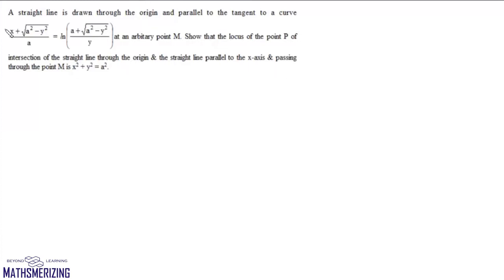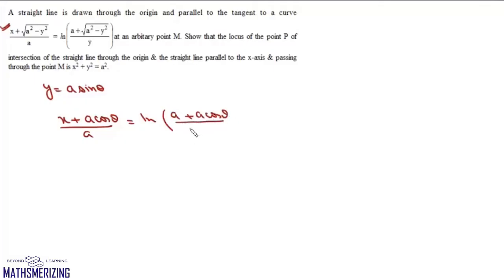Now first what we'll do is we'll try and change this equation in terms of parametric coordinates. So we'll write this y as a sine theta, and if we write y as a sine theta, we'll get this as x plus a cos theta upon a, and it'll be log of (a plus a cos theta) upon a sine theta. Now here this a will cancel. We can write this x as minus a cos theta plus a log of (1 plus cos theta) upon sine theta.